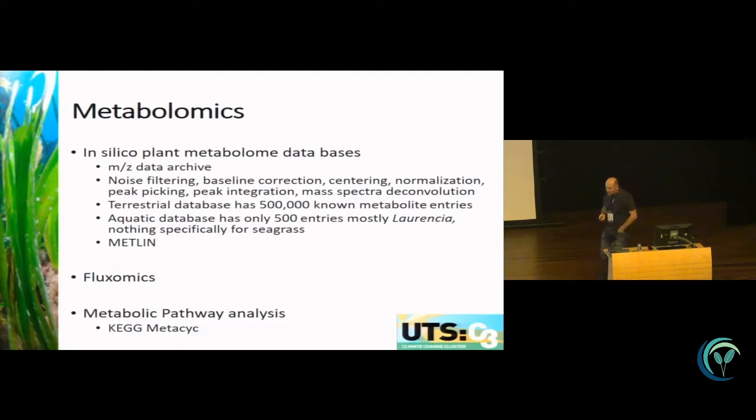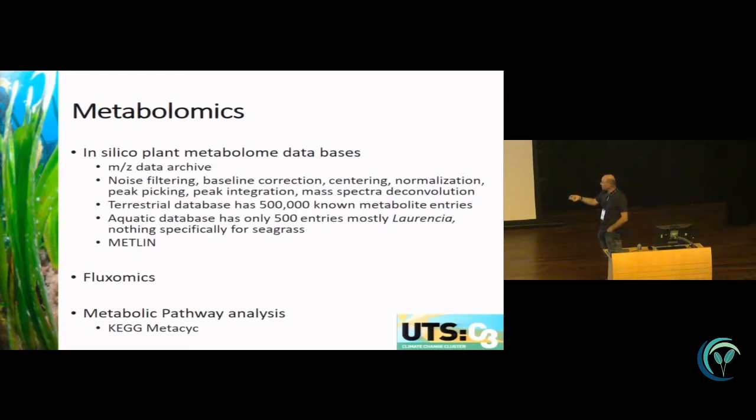Metabolomics is really dependent upon having excellent databases, and we don't have excellent databases. These are mass charge data archives. For all of the busted up compounds, you need to actually be able to identify them. You need to process, so noise filtering, baseline correction, this is all chemistry. For higher plants, you've got about 500,000 identified metabolites. For aquatic plants, you've got about 500, and I don't know why they're all Laurentia, they're not even a seagrass. So we're struggling, as we're identifying metabolites against higher plant systems. We don't have standards in seagrasses, and that's a big problem.